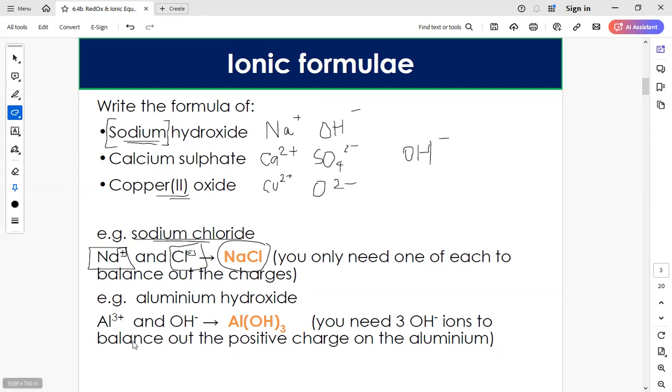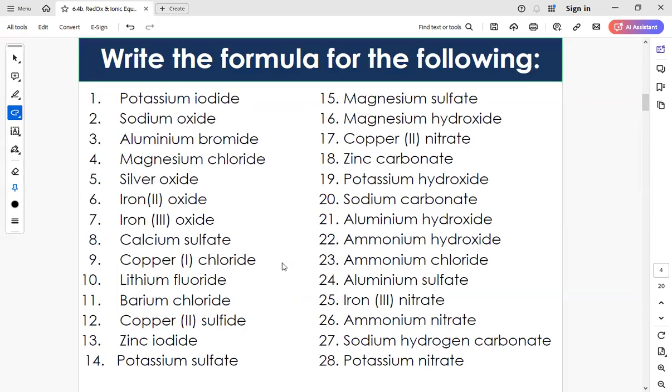So now we have aluminium hydroxide, Al3 plus and OH negative. OH negative because there are three OH, right? And we have one Al. So basically we have three negative charges here, and these also cancel out. The aluminium hydroxide overall has a charge of zero. It's neutral.